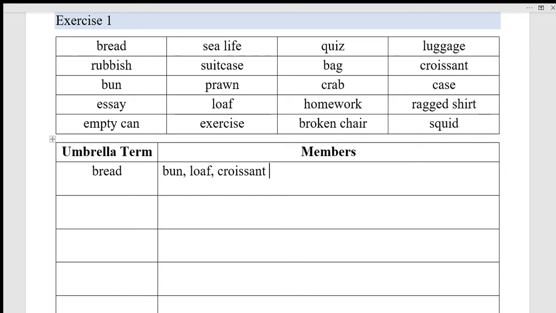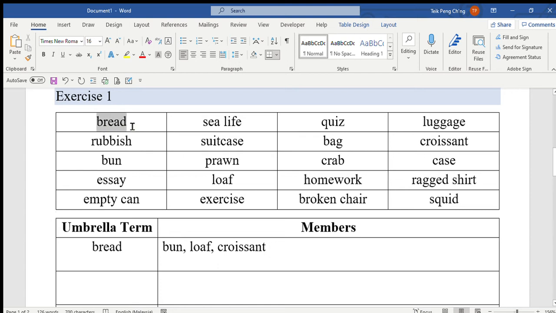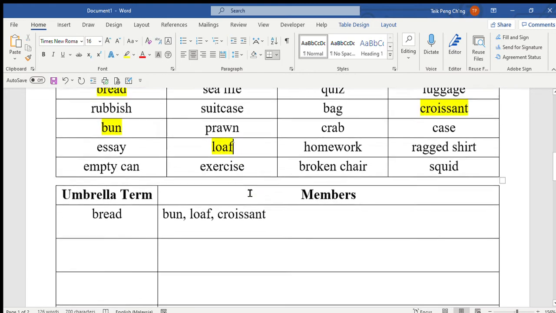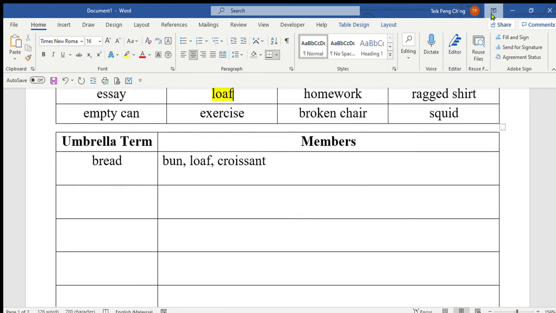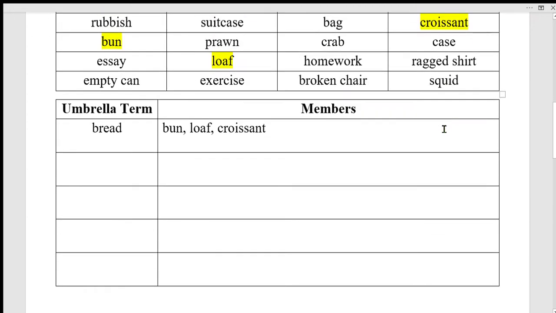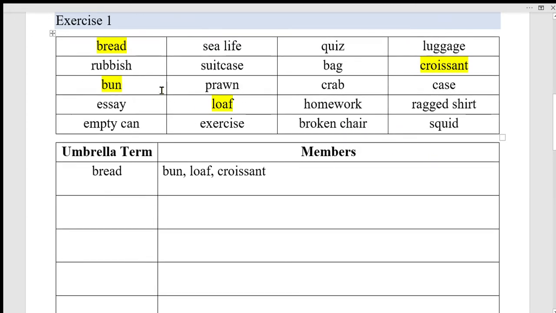Alright, now we have already identified bread and its members, okay? Now, I need you to pause this video, alright? I need you to pause this video for maybe like 10 minutes, and then you work on this exercise. Okay, identify the umbrella term and the members. For each umbrella term, you will have 3 members, okay? So pause now and then work on the exercise.